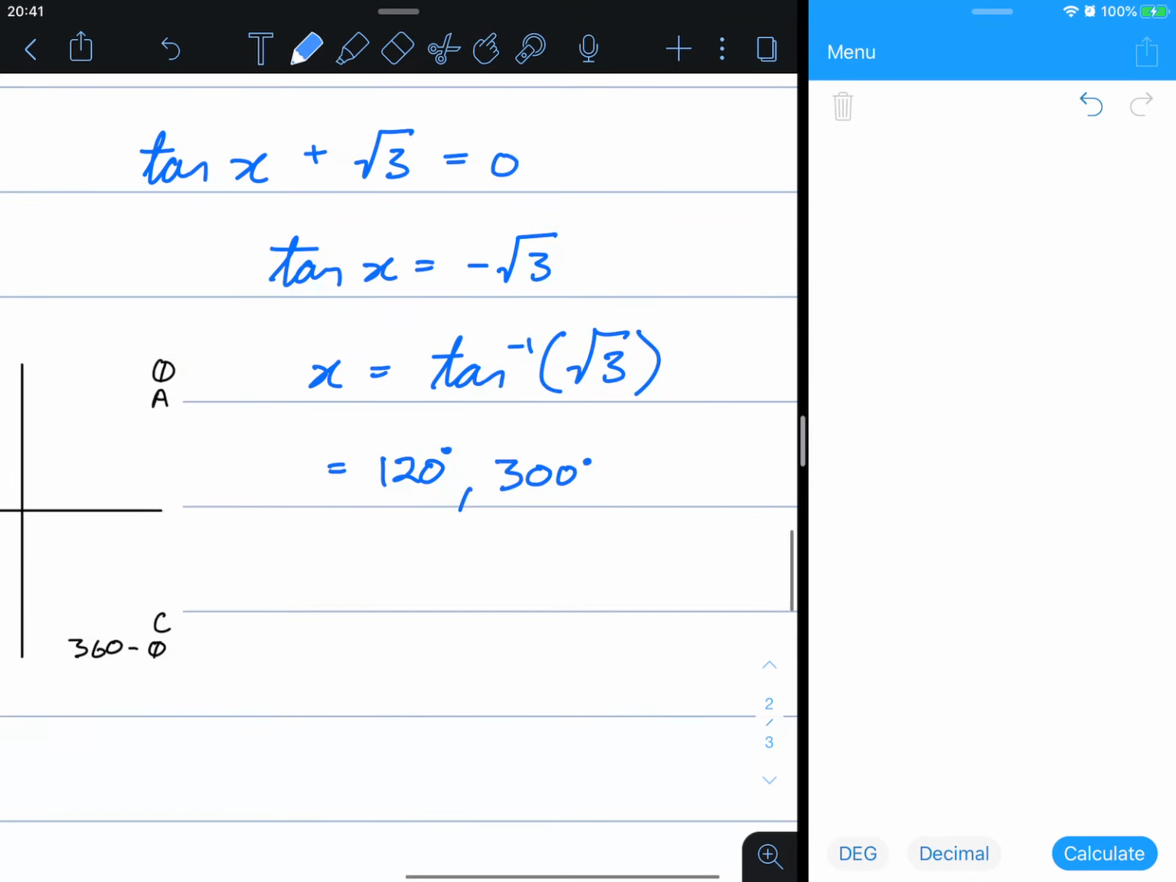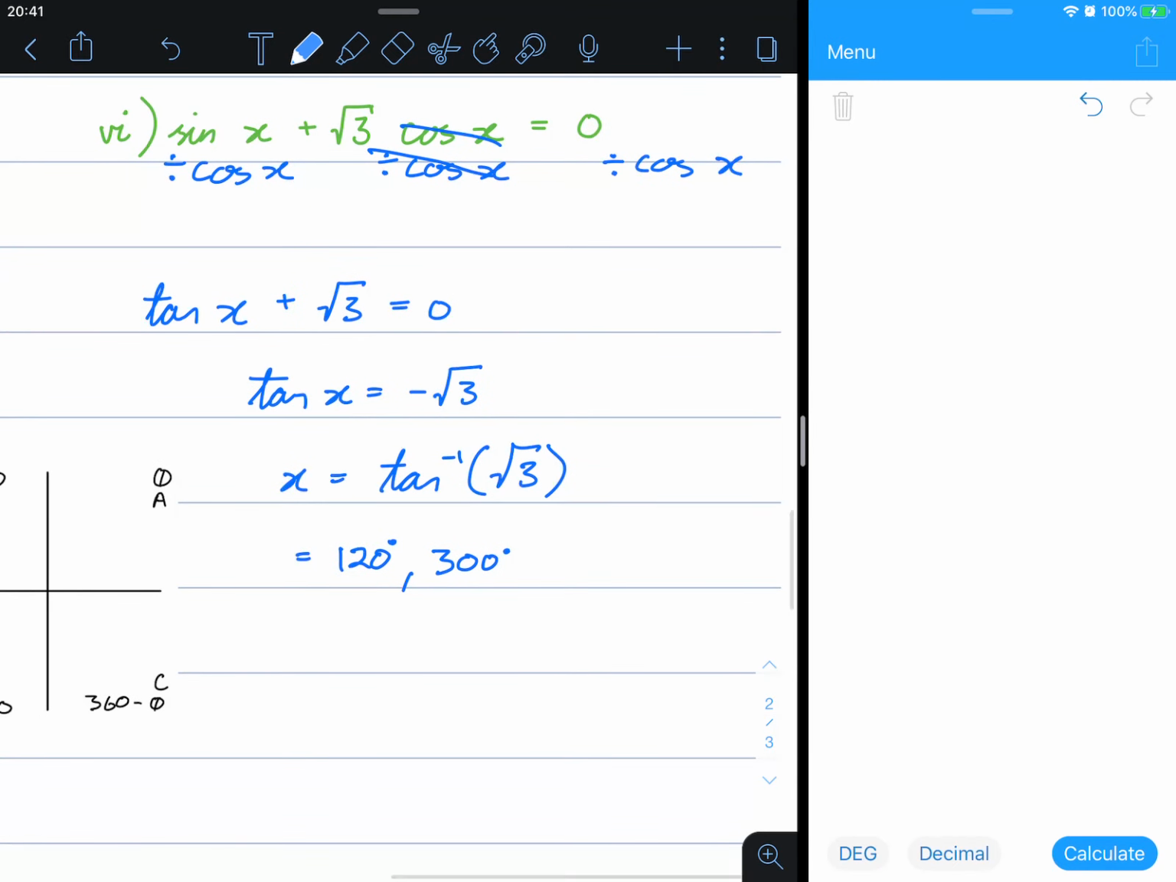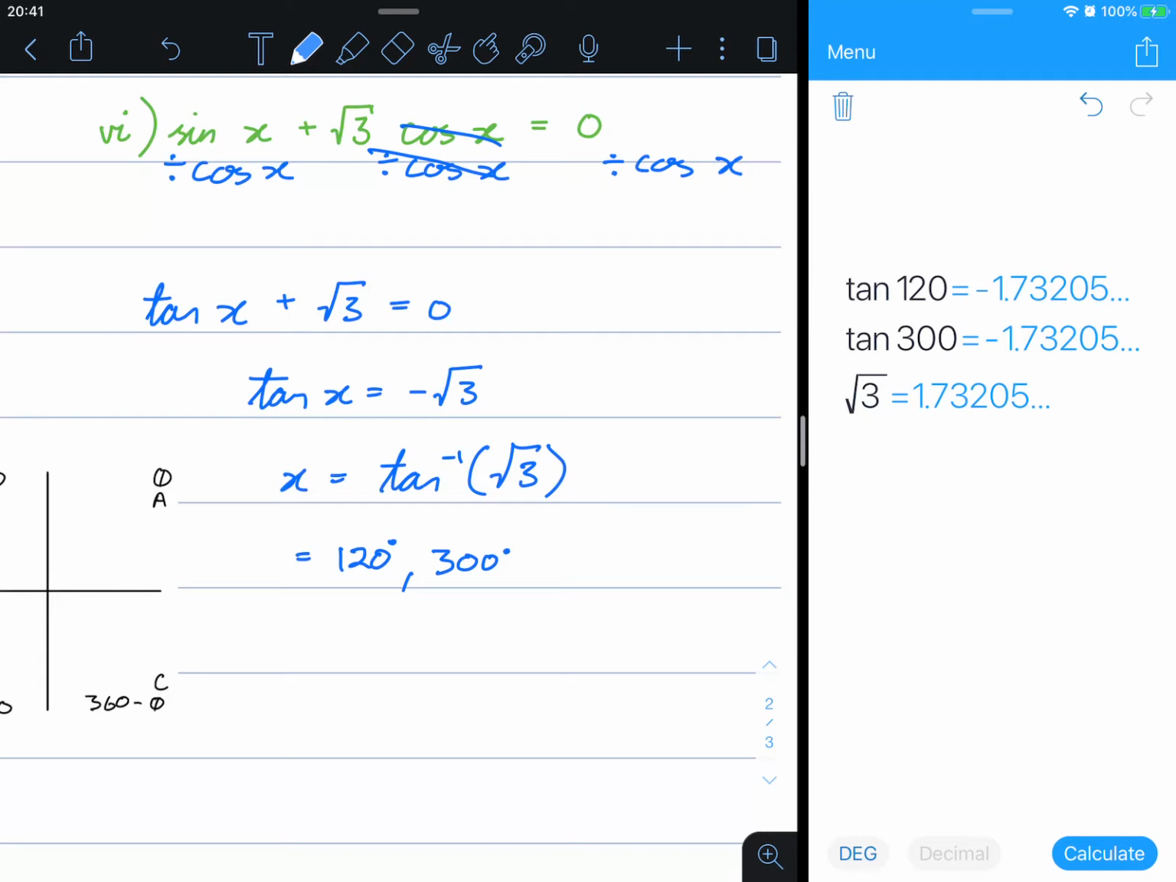And lastly, checking our solution. Tan of 120 and tan 300. These two answers should give us negative square root of 3. Once again, we don't know whether or not that's root 3, but we can test by typing it in, and it's matching.